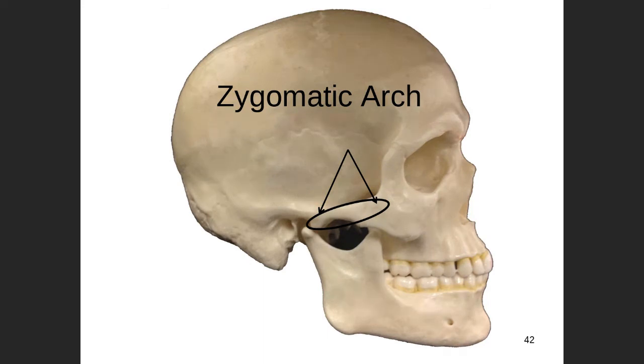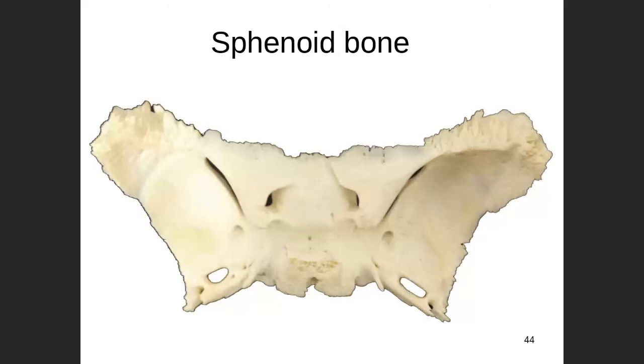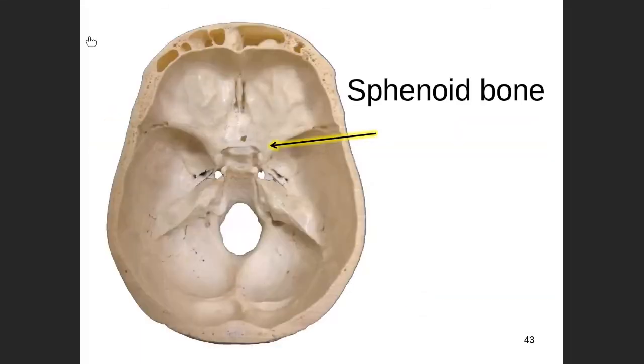Another bone that I want to talk about in your skull is this bone here called the sphenoid bone. Let me show you the sphenoid bone all by itself. To me, it kind of reminds me of a butterfly. But when we see it inside the skull here, I'll do my best to try to draw it for you.